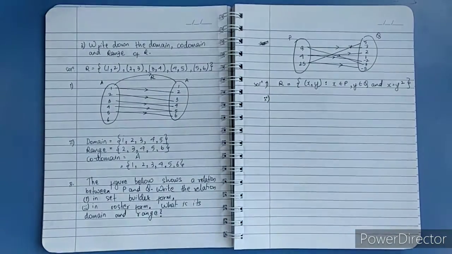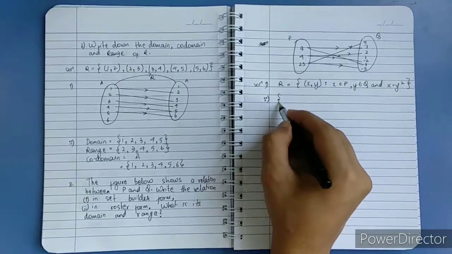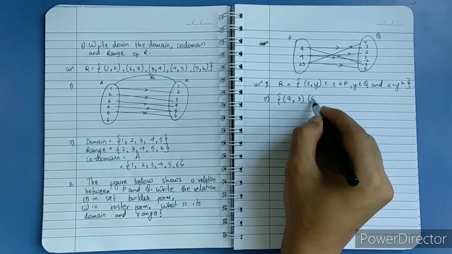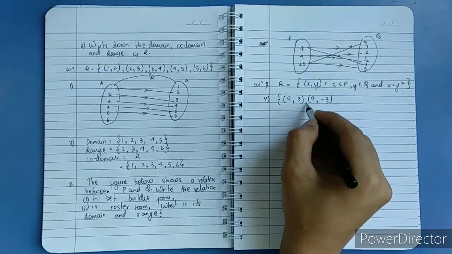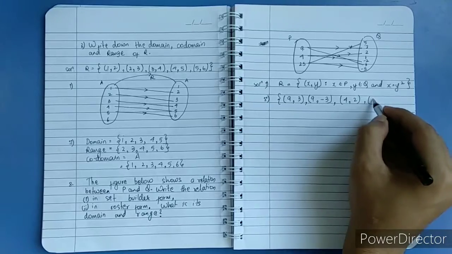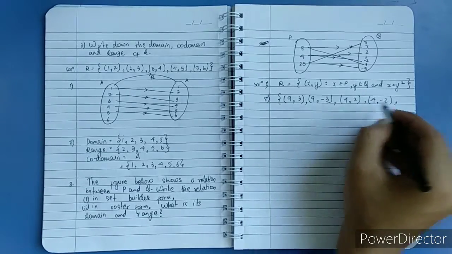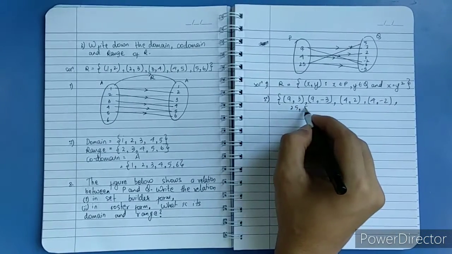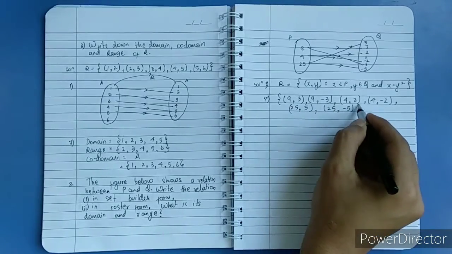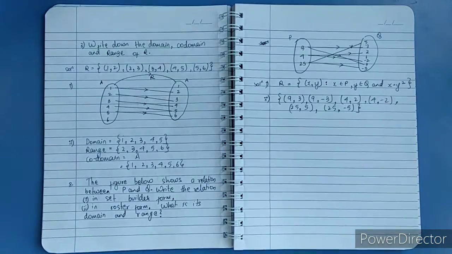Second part, we need to write it in roster form. So in roster form we have (9, 3), (9, minus 3), (4, 2), (4, minus 2), (25, 5) and (25, minus 5). These are all the elements that are there in the relation R.